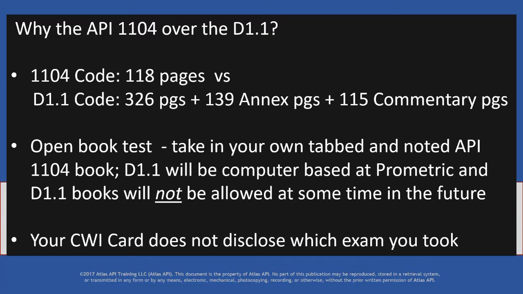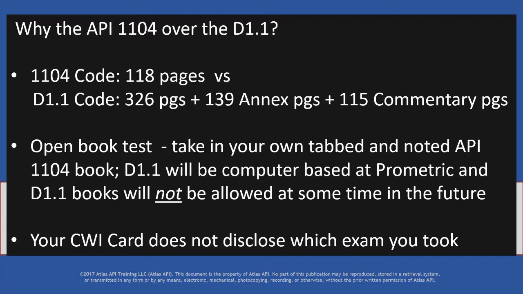Now the D11, for its overall length, does have a benefit in that there's an index. So that does help you find answers to your questions and direct you to the code pretty efficiently if you know how to use it. On the other hand, the API 1104 is only 118 pages. You can learn that. You can learn the organization, the content. There's a table of contents, and you can still annotate those books. So you can get to what you need in the 1104 easily if you practice.